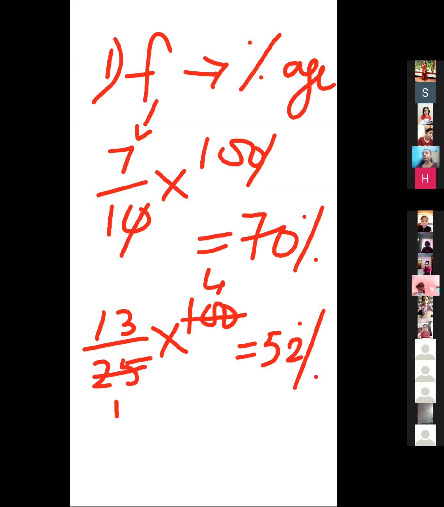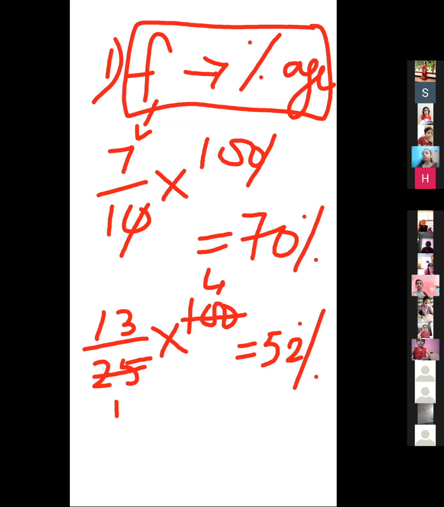Yes, very good. All of you understood the formula? You only have to remember, when you read the question carefully, you have to write this: fraction change into percentage. Very good. Now see the second question.